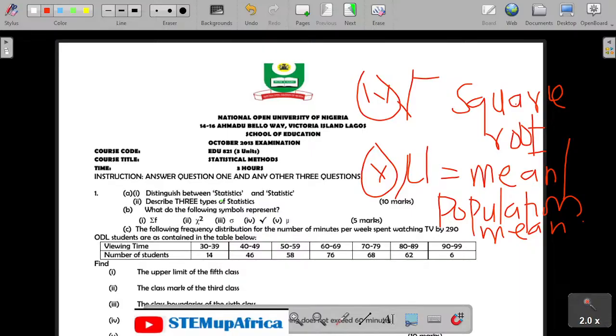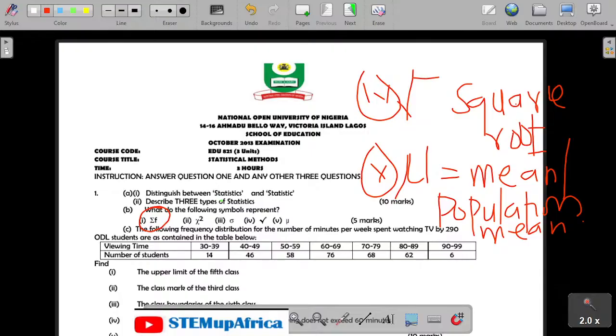Then question 1C. Question 1C says the frequency distribution for the number of minutes per week spent watching TV by 290 ODH students is contained in the table below. The total number of people is 290. How did they arrive at the 290? That is the total frequency, the total number of people, which represents what we said earlier for summation F.